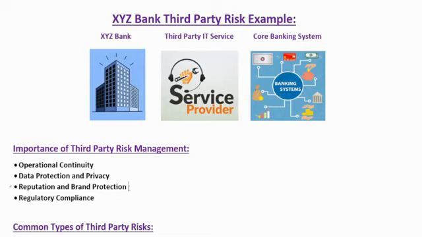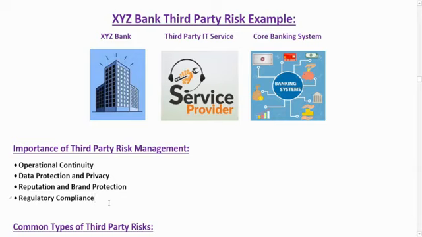The third importance is reputation and brand protection. The actions or failures of third parties can significantly impact an organization's reputation, and by managing risk associated with external partners, an organization can safeguard its brand image and also maintain customer trust. For example, if XYZ Bank fails to evaluate a top rated IT service provider, and the sensitive data of its customers is compromised, then it leads to a bad reputation for XYZ Bank, and the bank has to face regulatory compliance issues, which is our last point of importance as well.